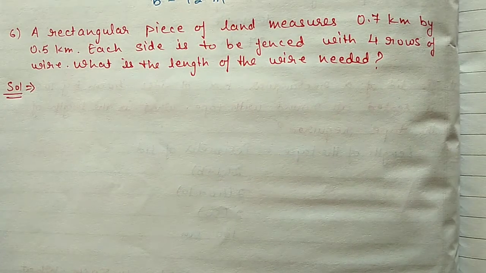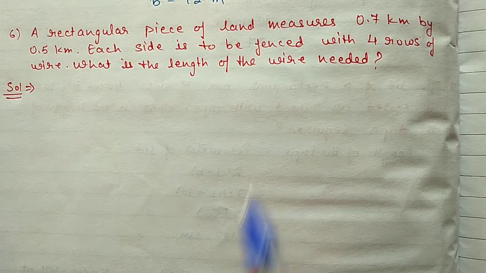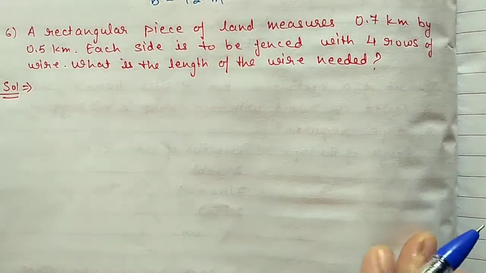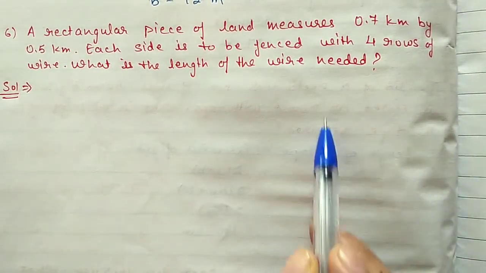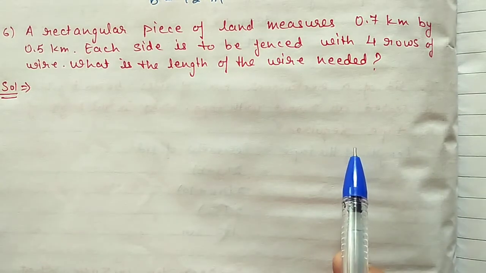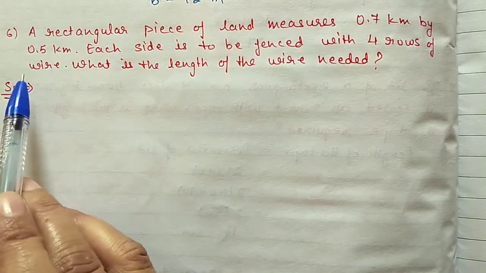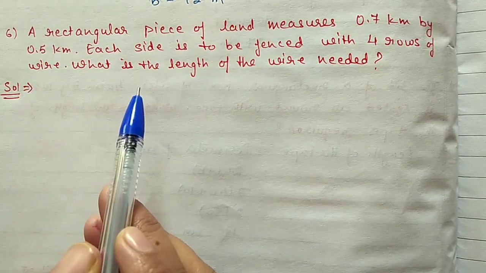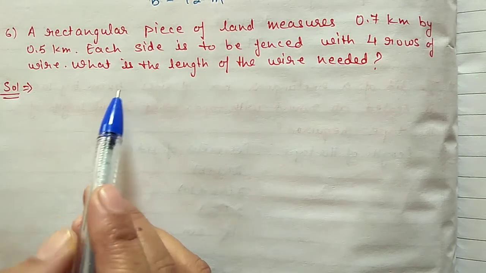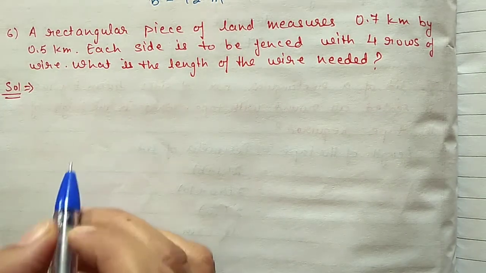Next question number 6. A rectangular piece of land measure 0.7 km by 0.5 km. Each side is to be fenced with 4 rows of wire. What is the length of wire needed? So fence word wherever it is used, it means we have to find out the perimeter. On the boundary of this land we have to put wire. So 4 rounds we have to make, means 4 times of perimeter we have to find out. So first we will find out the perimeter.